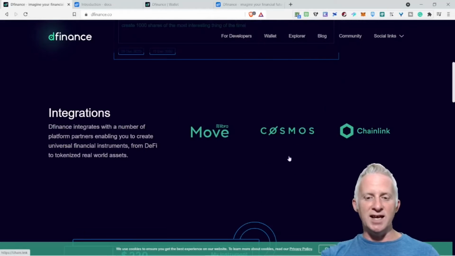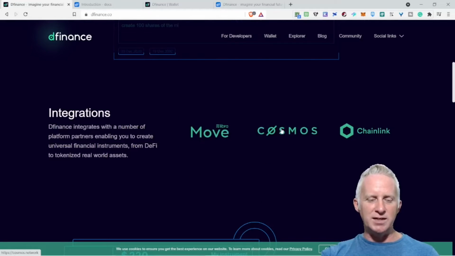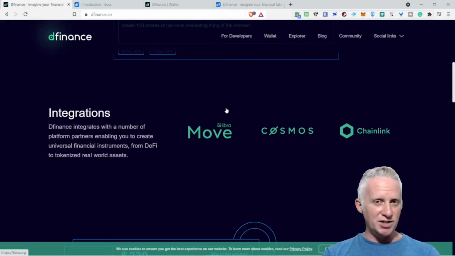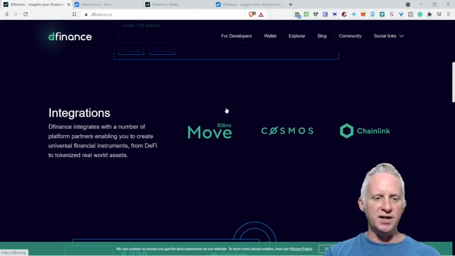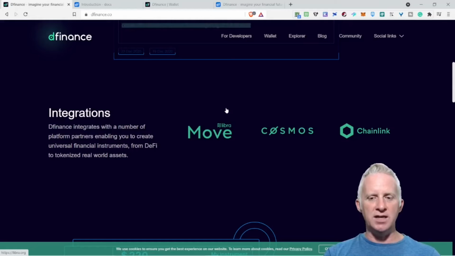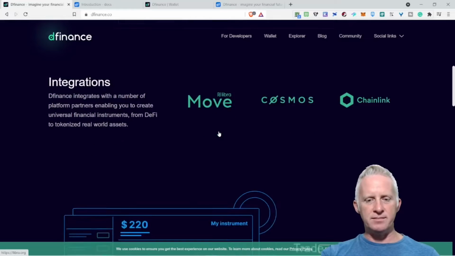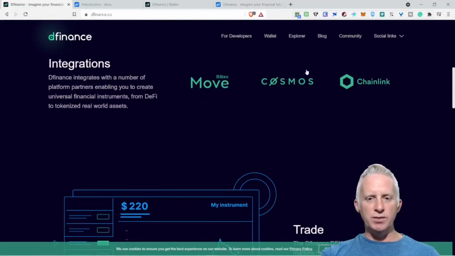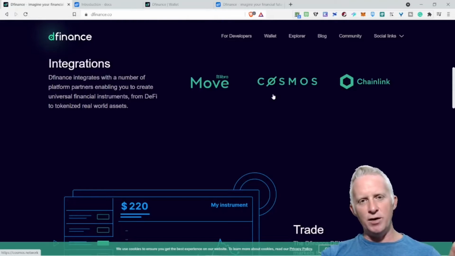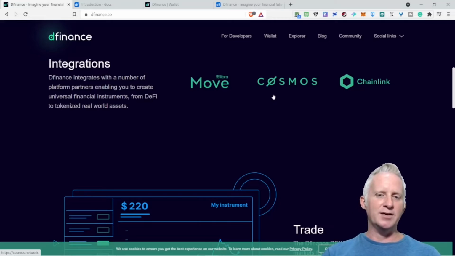So the integrations, that's the reason I discovered it, because of the Cosmos network, my friend. Dfinance integrates with a number of platform partners, enabling you to create universal financial instruments from DeFi to tokenized real-world assets: Libra Move, Cosmos, and Chainlink. What is Libra Move? It's Libra.org. This is the reason I discovered this project, because it's listed on the Cosmos network, and this is the reason I'm talking about a project that I found interesting.